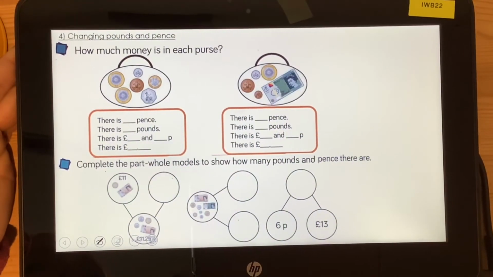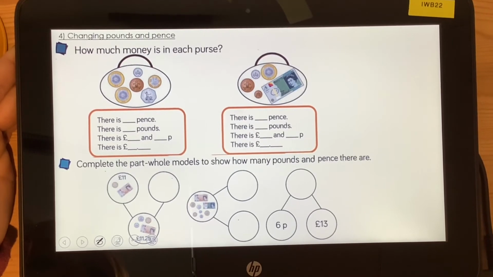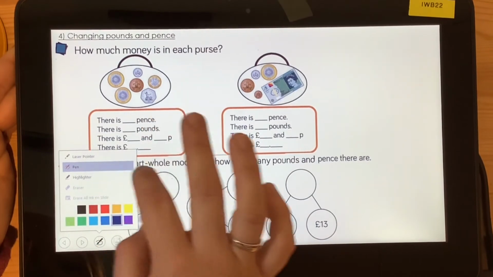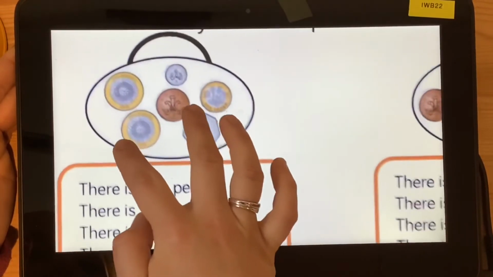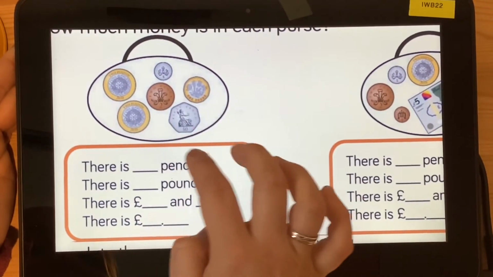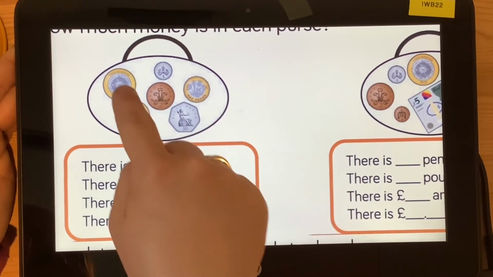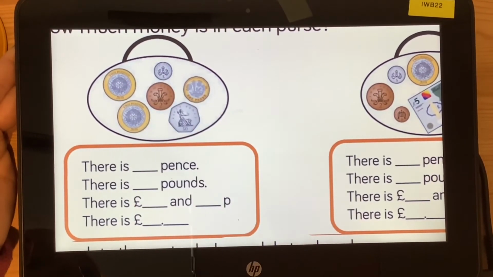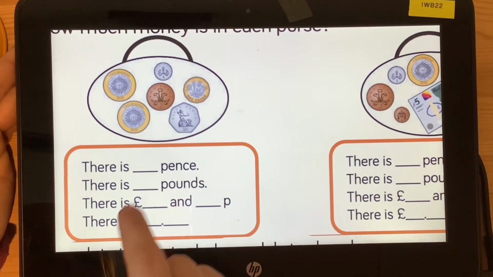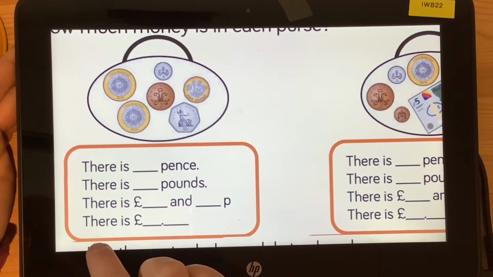So then we have a look at this one. It says to change between pounds and pence. How much money is in each purse? So I wonder if I can zoom in for you here. Yeah, there we go. So we're going to look at this one. So in this one we have some pound coins and we've got some pennies. So how much money have we got? Well, we have got... Is it going to let me write on it?